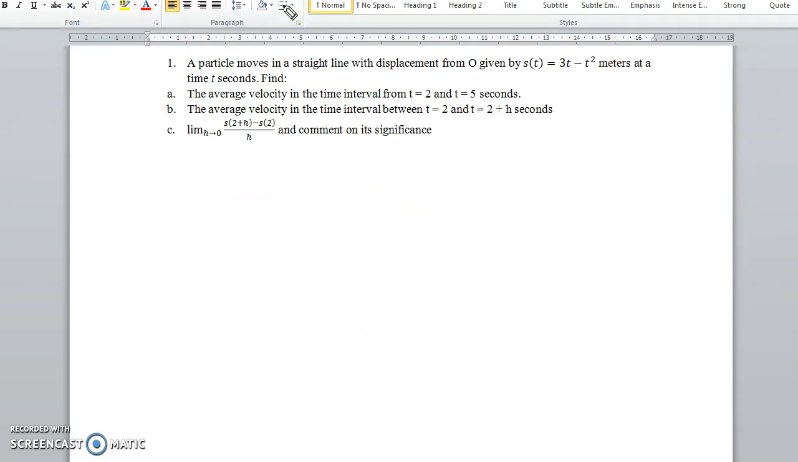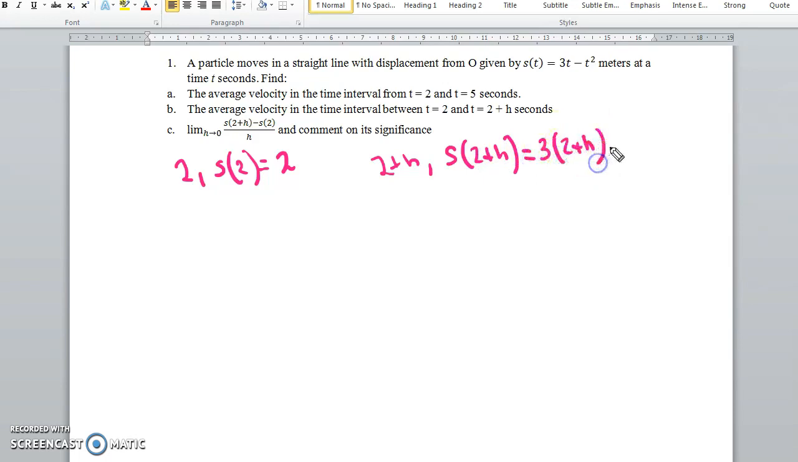We then want to find the average velocity over the interval between 2 and 2 plus h seconds. You should be looking at this and thinking about first principles derivatives, because that's essentially what we're doing. If 2 is our t value, we know that s of 2 is equal to 2, and s of 2 plus h is equal to 3 lots of 2 plus h minus 2 plus h all squared.